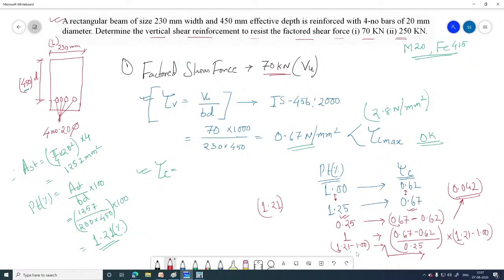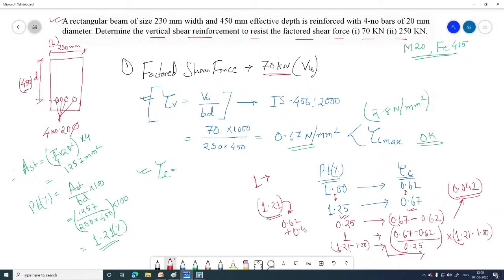Here 1.21 minus 1.00 means 0.21. So we need to determine the value of 1.21. So for 1, we know the corresponding value, that is 0.62, and for the 0.21 difference that we got, that is 0.042. So we just need to add those two values. Okay, so for 1.21 the corresponding value will be 0.62, which is the corresponding value of the percentage of steel of 1.00 percentage, plus this value that we get for the difference of 0.21, right?